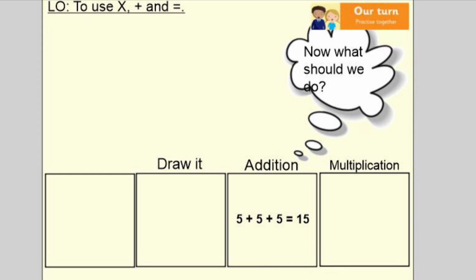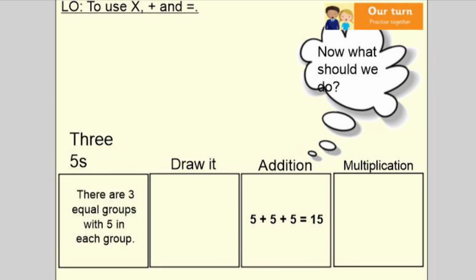Now, the first thing I want to fill out is the first box because it seems like a good place to start. So I need to know the number of equal groups and how many in each group. Let's look at our addition sentence that we've been given. 5, add 5, add 5 equals 15. So I can see that there are 3 equal groups with 5 in each group.